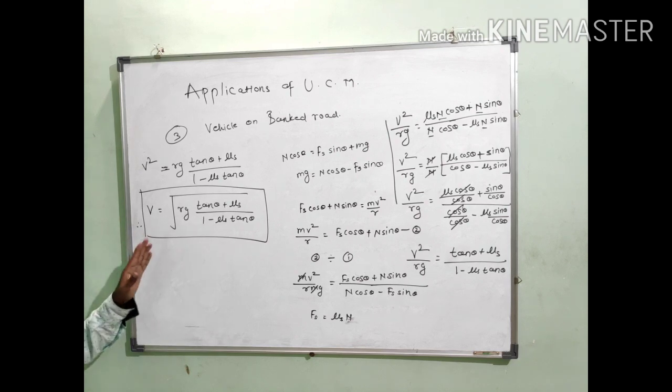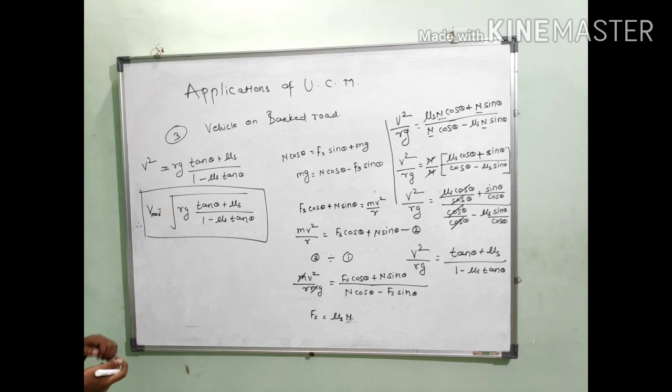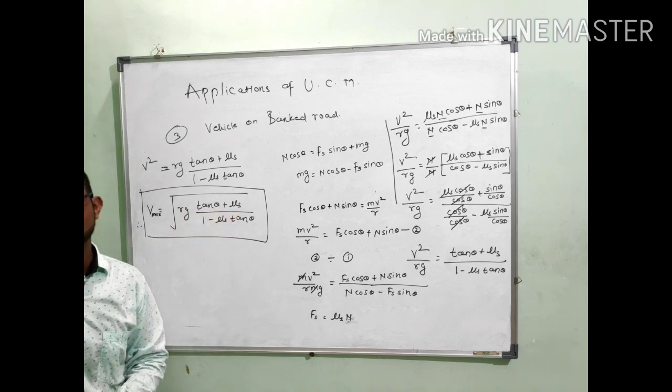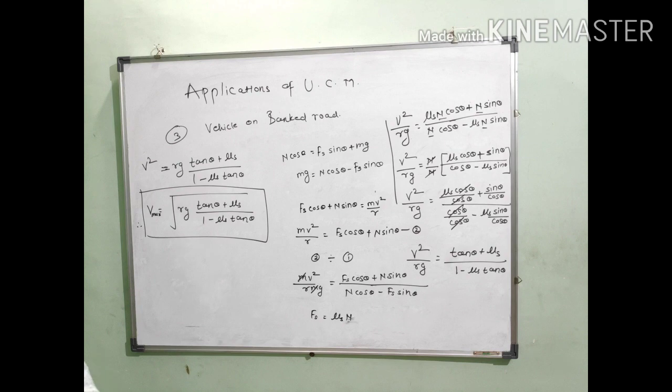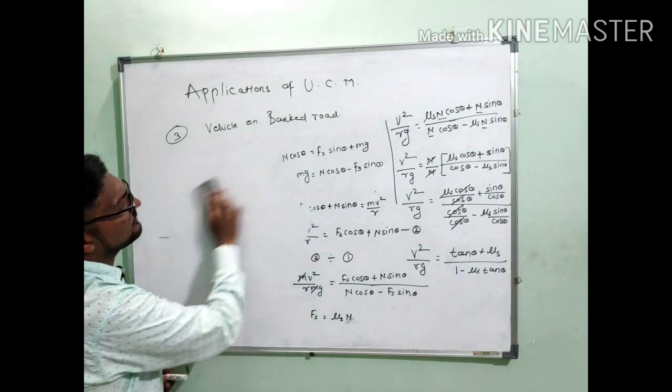So this is the case for maximum speed. V max is equal to the square root of Rg (tan theta plus mu s) upon (1 minus mu s tan theta). So we will now derive for the minimum speed.